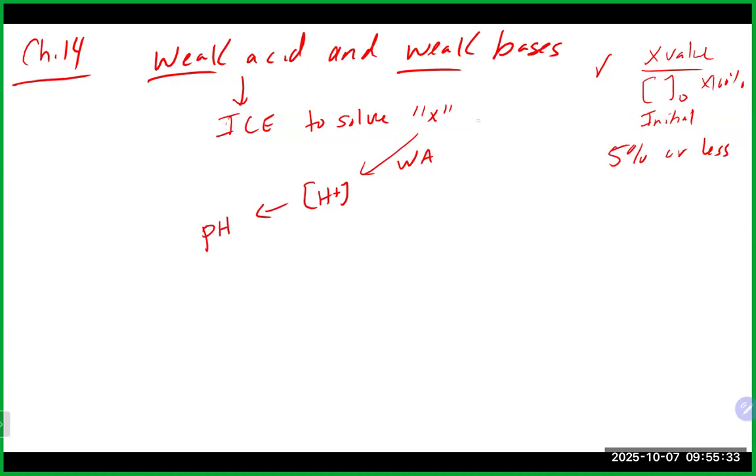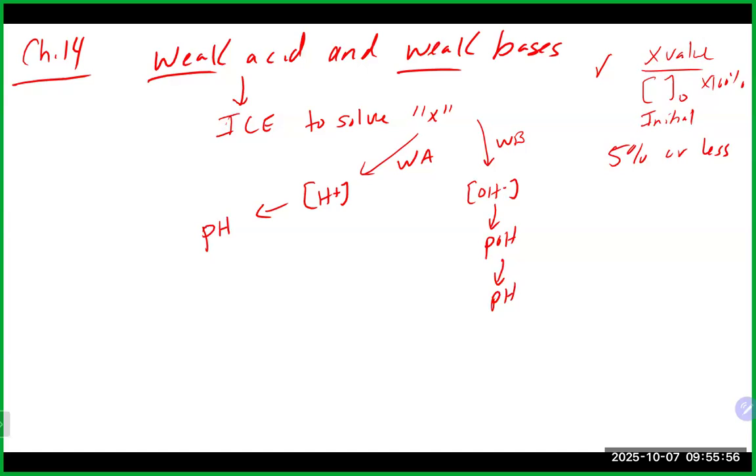Weak bases work the same way. If it is a weak base, the difference, though, is when you solve for X, X will equal the hydroxide concentration, and not the H plus concentration. So usually in that case, the route that you would take is you would get to the pOH, and then you get to the pH after that.